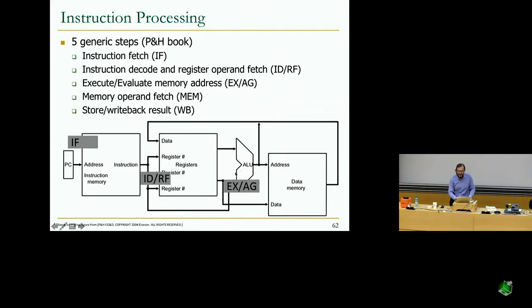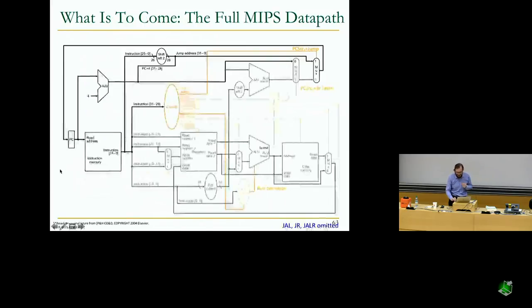Execute and evaluate memory address. We'll use the ALU with the input registers and immediates to generate an address or to generate a result from the ALU. And if this is a memory instruction, you take the address and access the data memory. And the last step is writing back the result. It could come from the ALU or it could come from the memory. So we've just put a very simple data path over here without a lot of control signals. As you can see, there are no control signals over here, but that's essentially the data path.